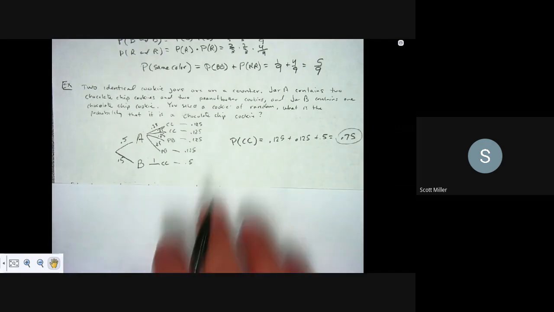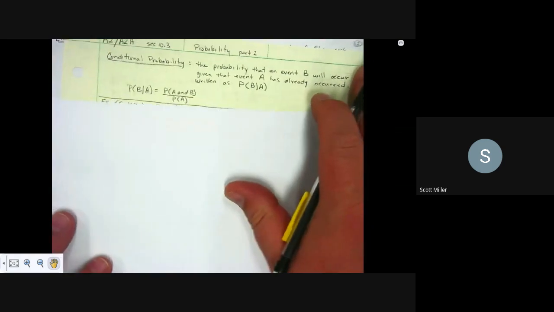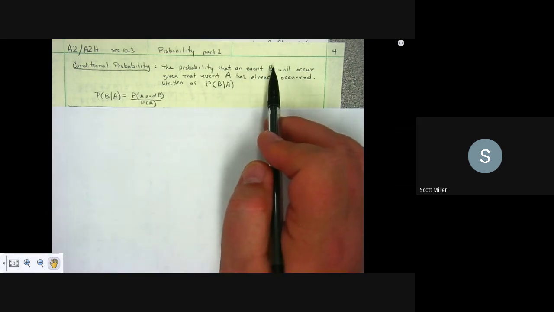Okay, so let's look at another event type that is related to independent. This is basically dependent events or conditional probability. Conditional probability is the probability that an event B will occur given that event A has already occurred. B is going to happen on the condition that A has already happened, and we use this little symbol right here. It's the probability of B given A has occurred.